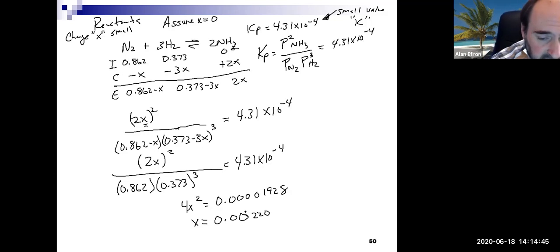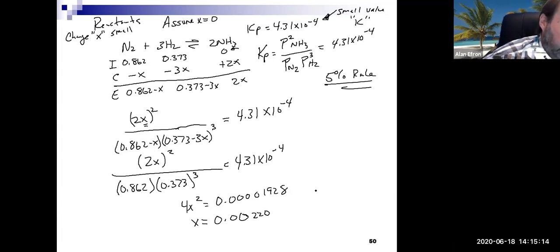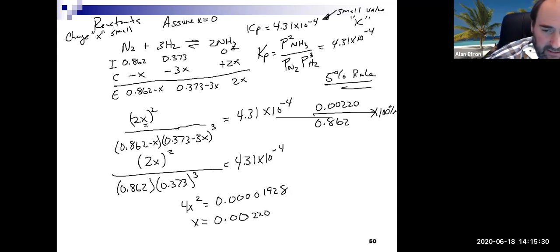Now, you can make this assumption here, but like anything else, when you take a shortcut, you've got to make sure it's a good idea to do that or not. And the way that we check to make sure it's okay to do that, there's a couple of different ways you could check. But for our class, we're going to use what is sometimes referred to as the 5% rule. And the 5% rule means you're going to take your X value that you got. So in our case, we got 0.00220. We're going to actually divide it by what we were going to subtract it from. So in this case, that is 0.862. And we're going to times it by 100. And if you do that, you get something like 0.25%.